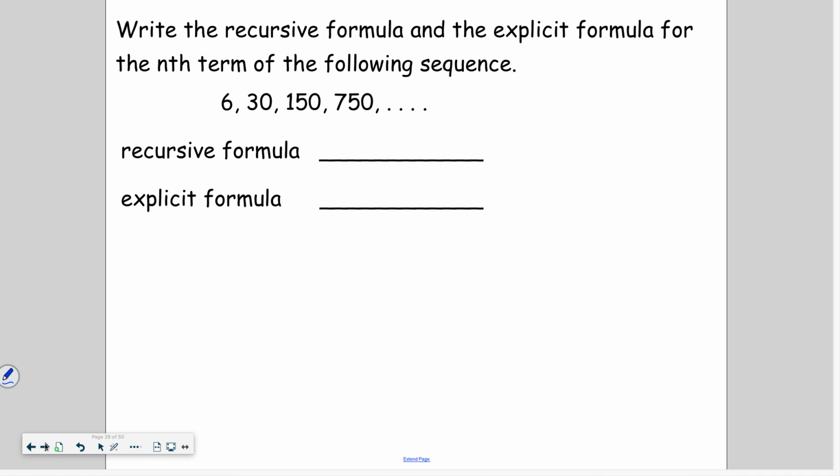Now, for this one real fast, just write your recursive formula, and you're going to replace r. Replace r for this one. And then for the explicit formula, we're going to replace r and a sub 1. All right. So go ahead if you want and do this.